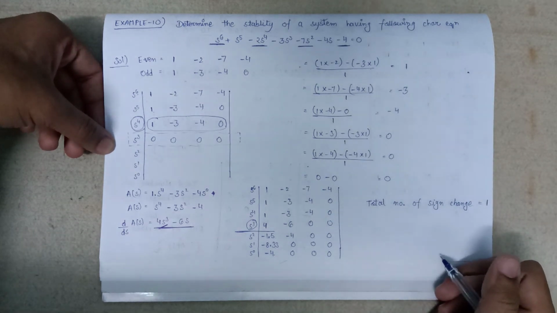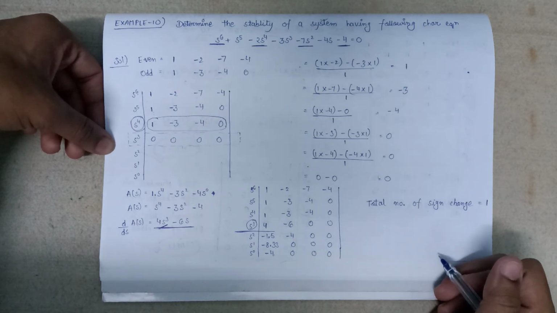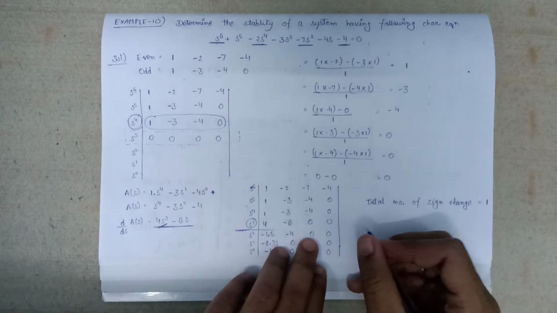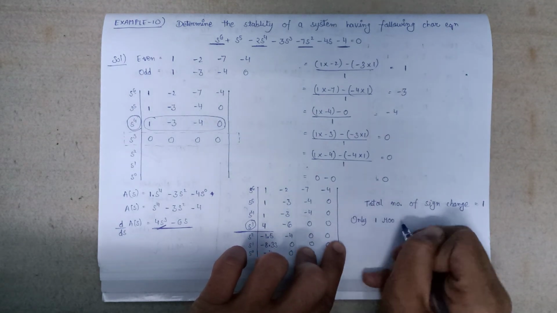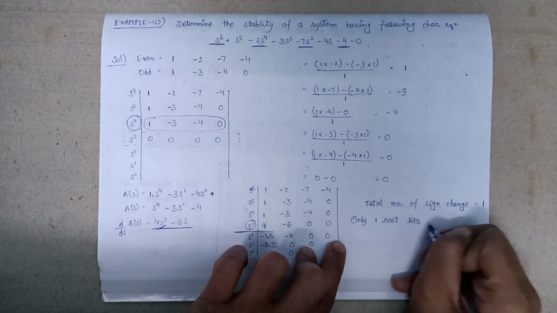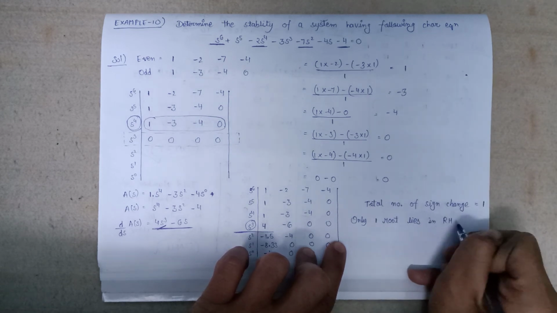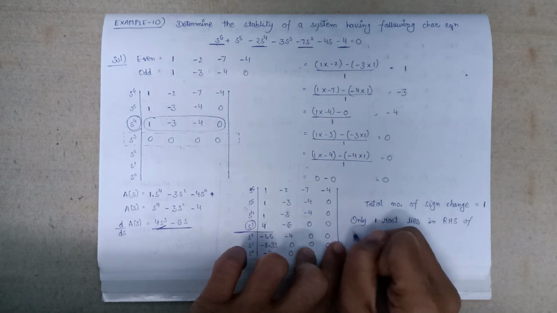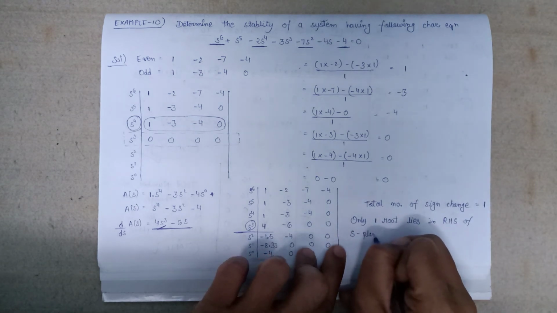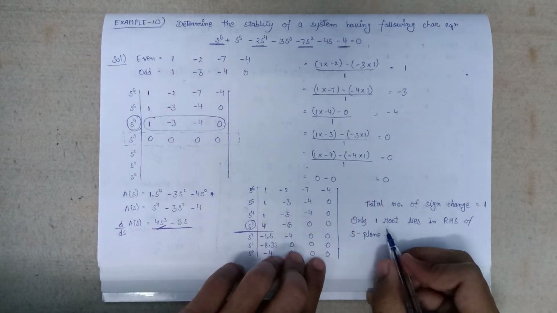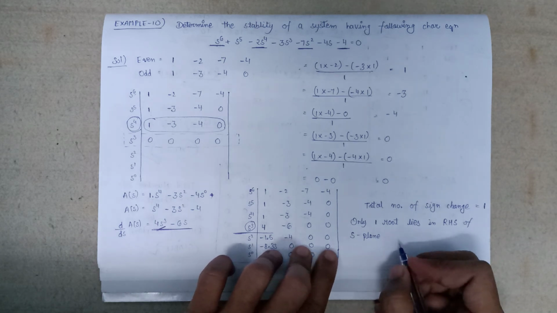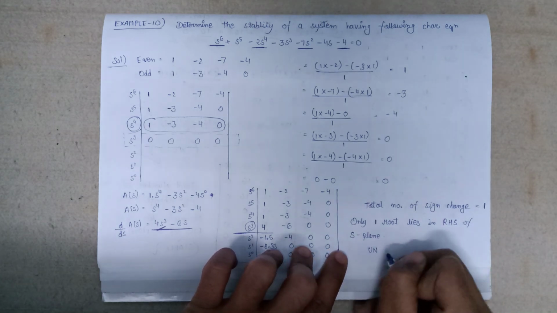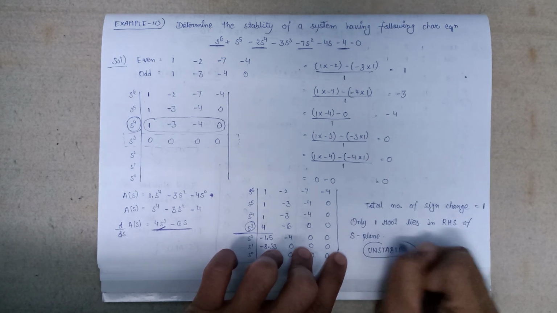So we can simply say that only one root lies in the right half of the s plane. Since one root lies in the right half of the s plane, our system is unstable.